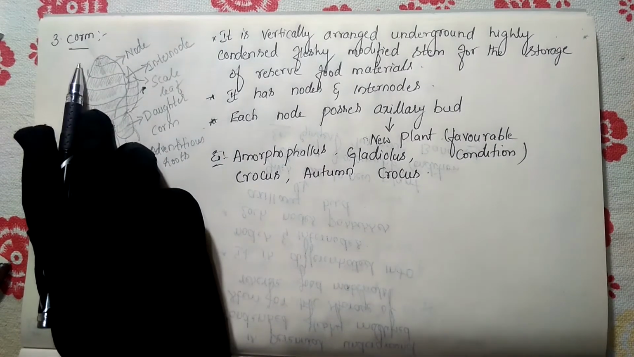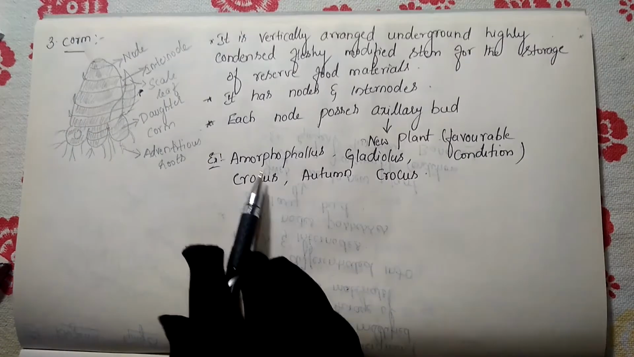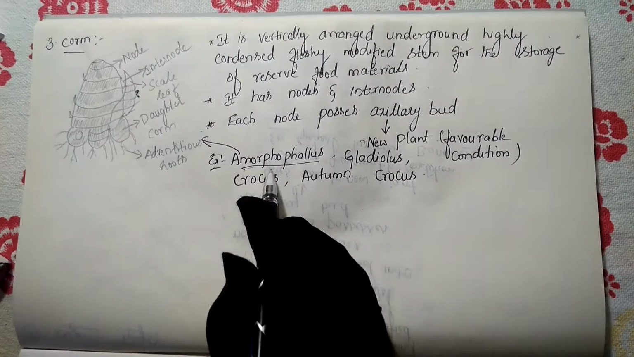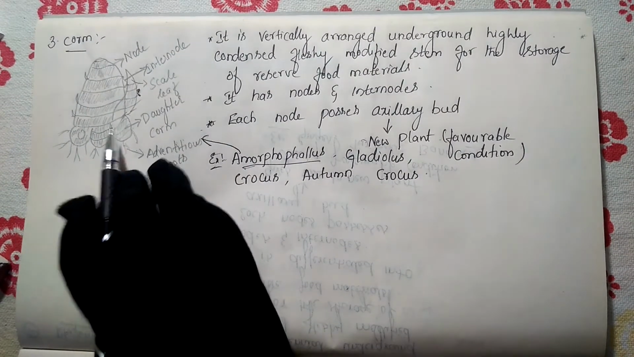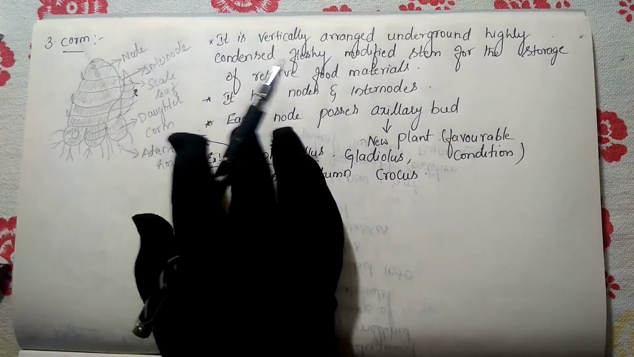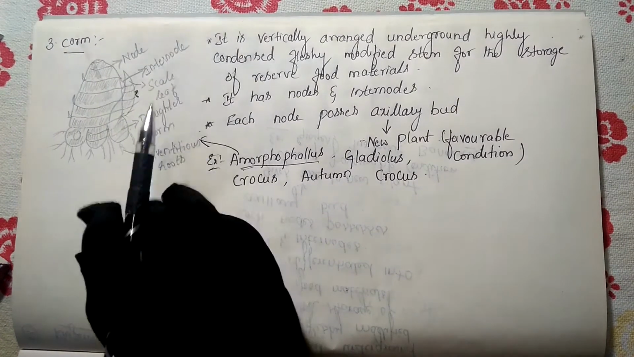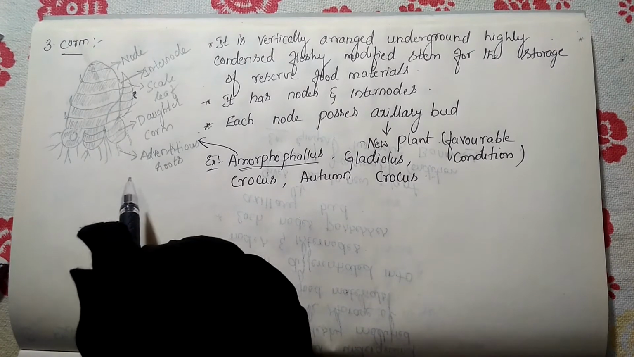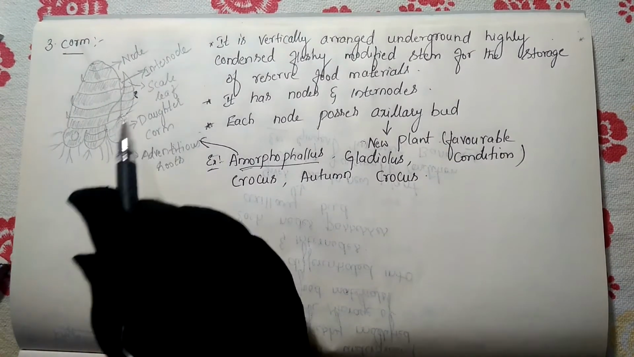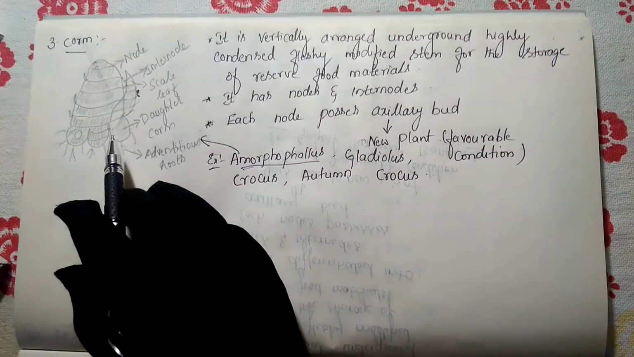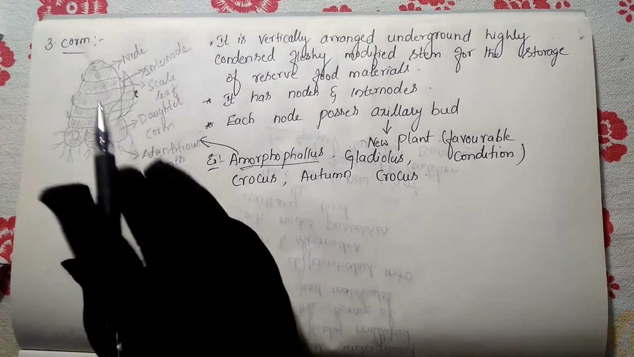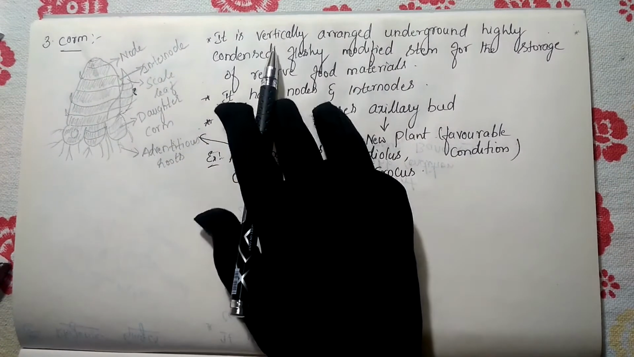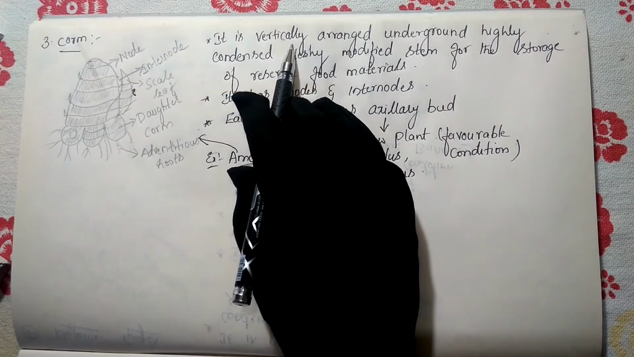The underground stem modification corm, by taking an example of Amorphophallus. Amorphophallus is also an underground stem modification. That means this Amorphophallus will also grow inside the soil. It is one type of vegetable which grows inside the soil, and it will grow in a vertical condition.